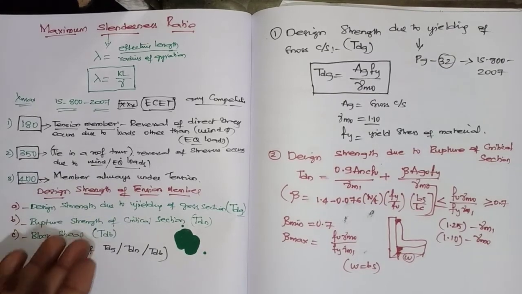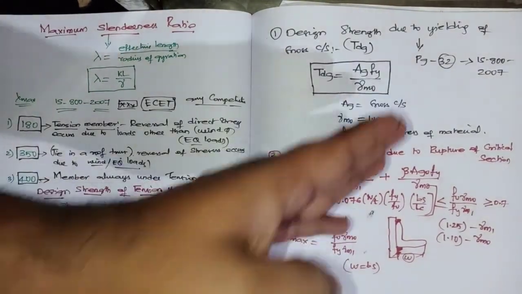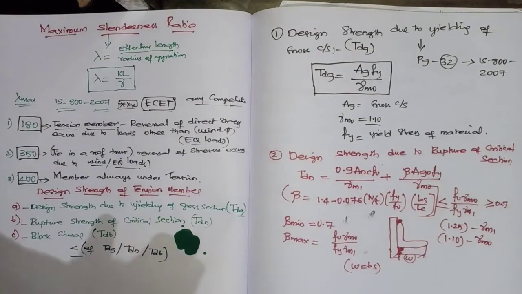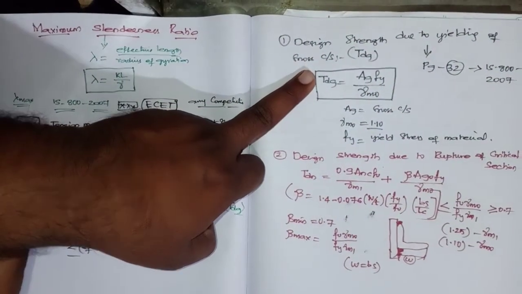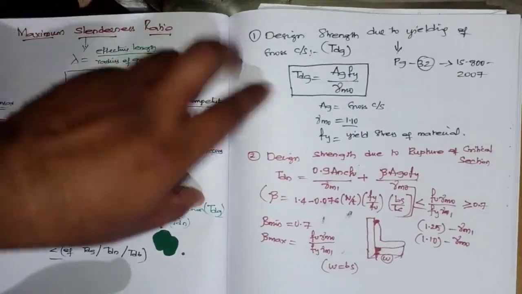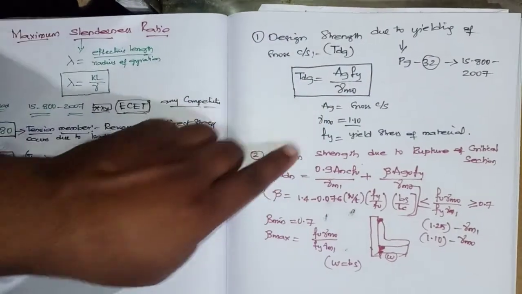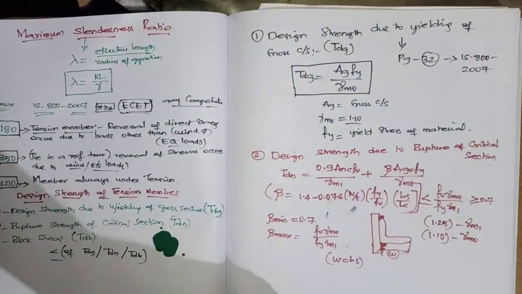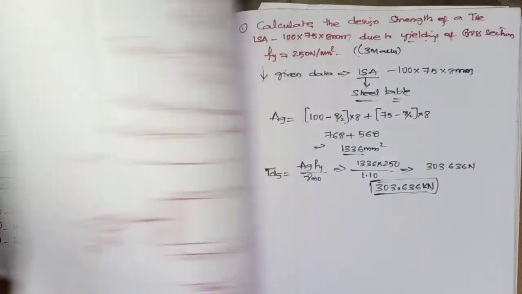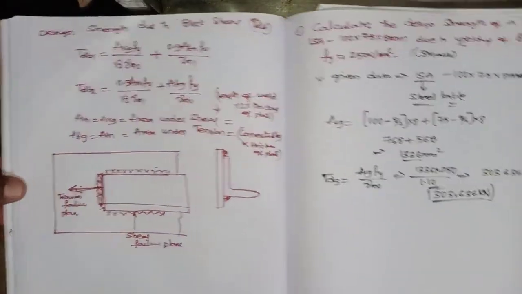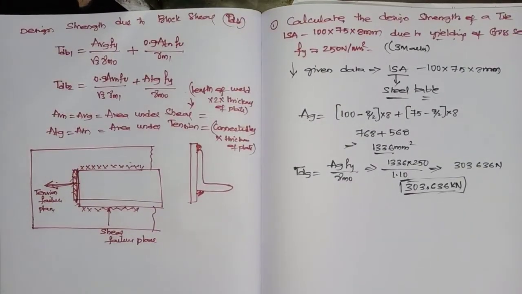So from the code, page numbers 32 and 33, you will have the design strength due to yielding of gross section formula. That is, Td equals Ag fy by gamma m0. And this is the formula due to rupture, and this is the formula for block shear.